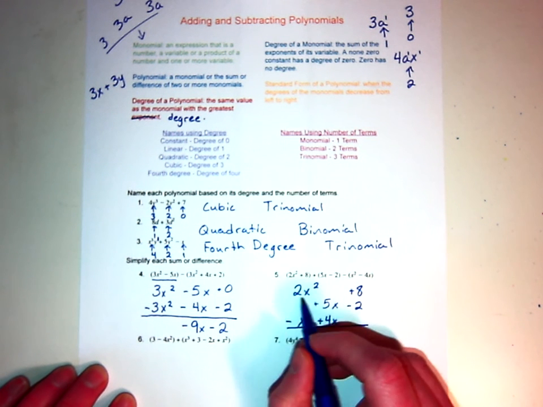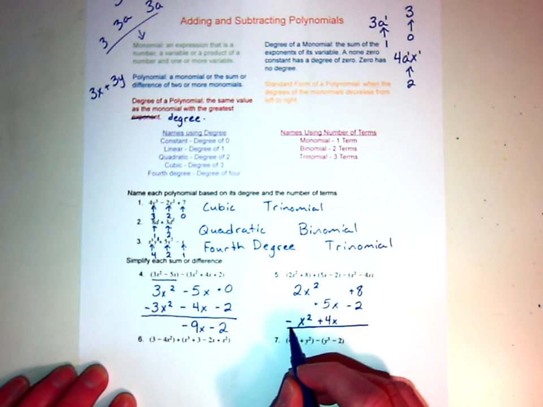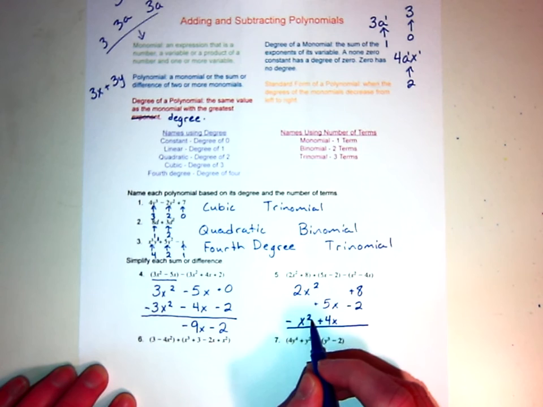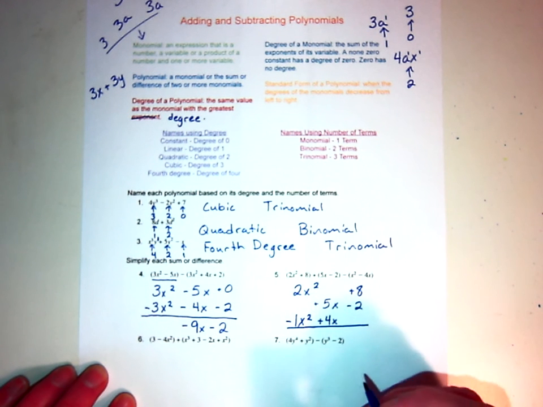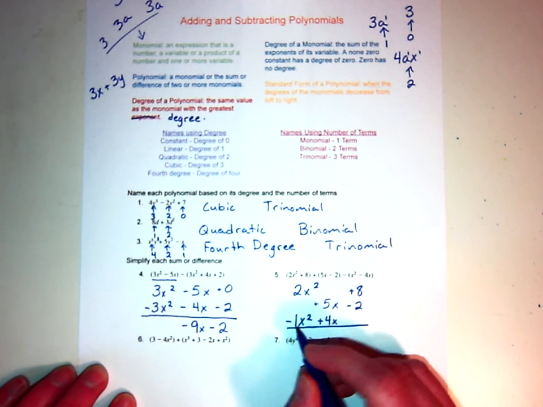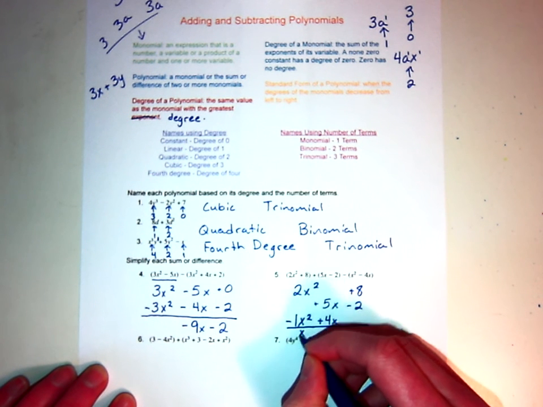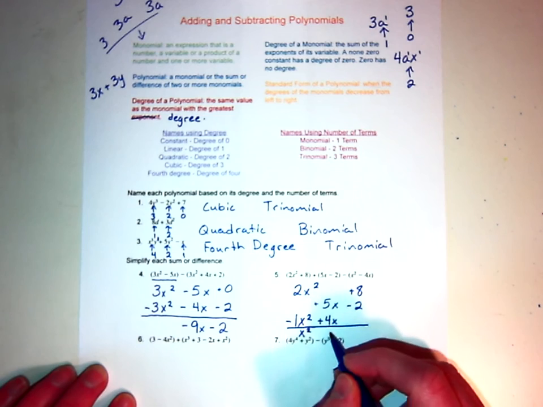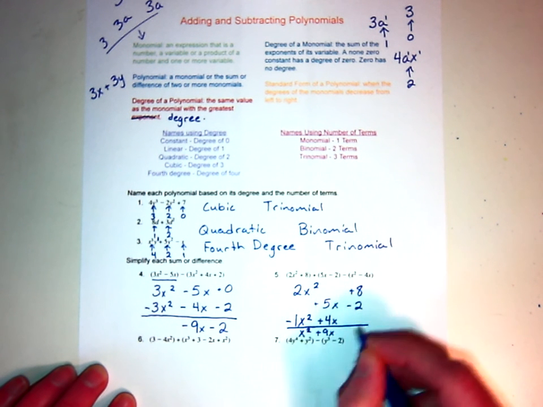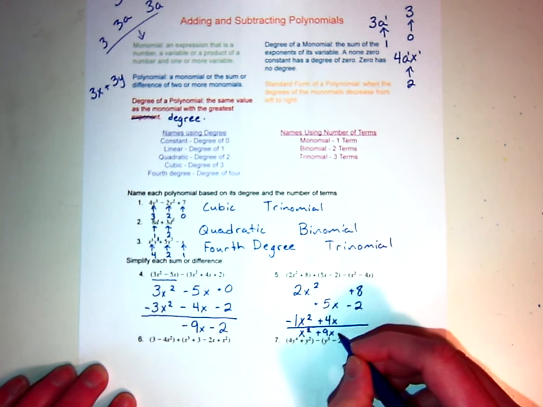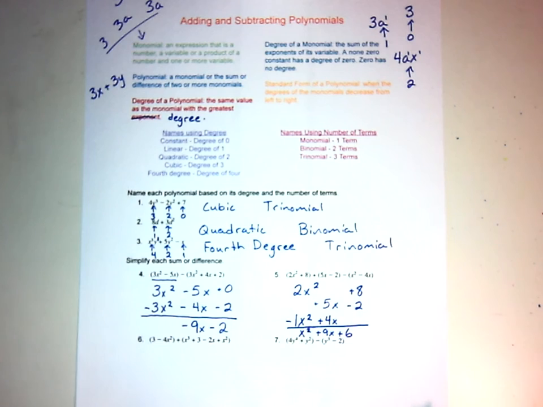All right, well, it's 2x squared minus x squared. Okay, well, this could be written as 1x squared. So 2 minus 1 is 1. So I could just do x squared plus, well, 5x plus 4x is 9x. And 8 minus 2 is positive 6. So there we go. That one is x squared plus 9x plus 6.